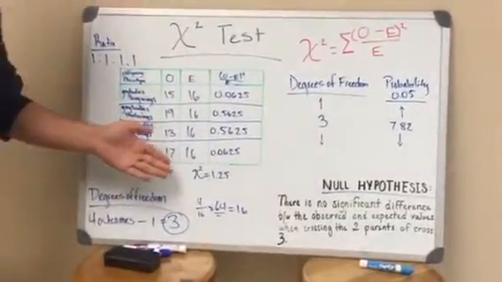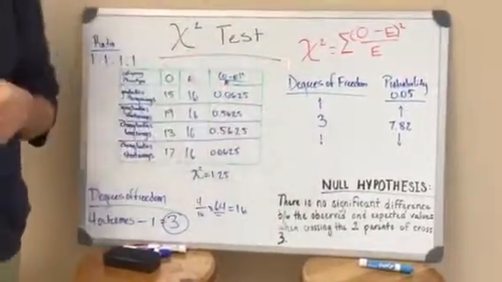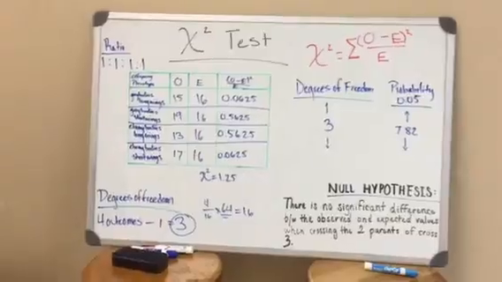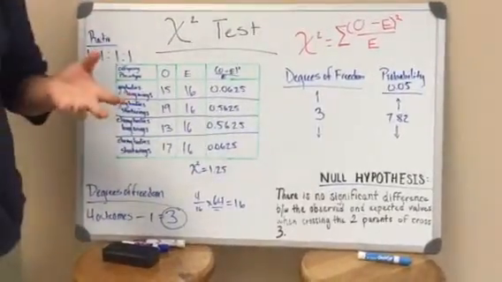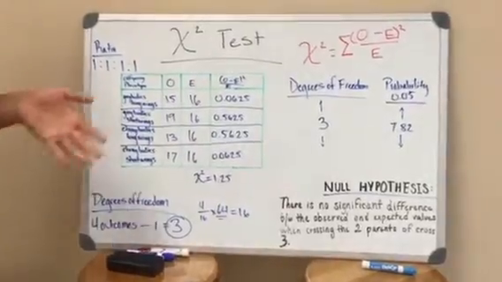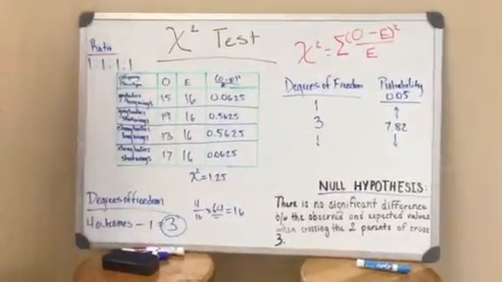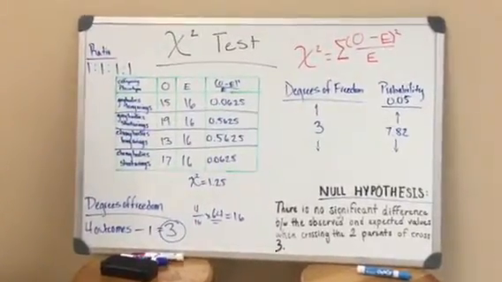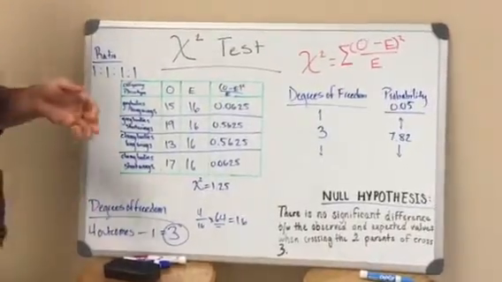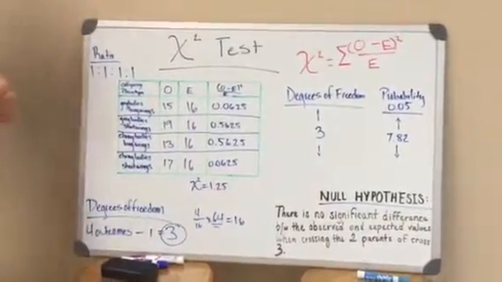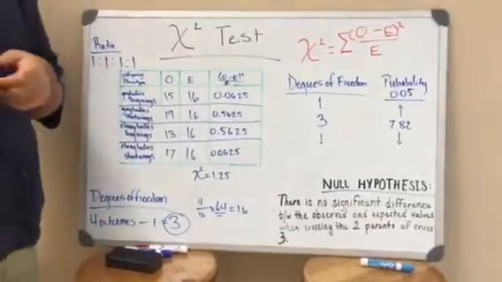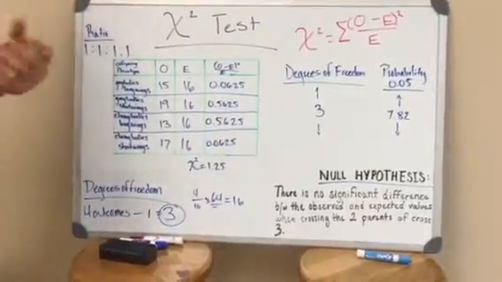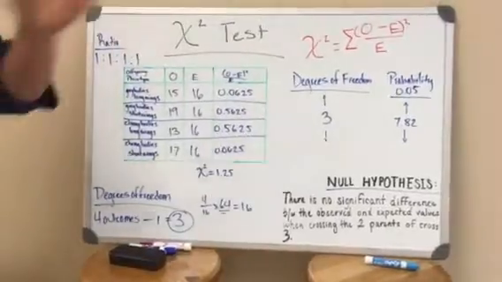And we notice that our chi-squared value is significantly less than our critical value. So what does this mean? If it's less than the critical value, we're going to accept our null hypothesis. And our null hypothesis was there's no significant difference between the observed and expected values when crossing the 2 parents of cross 3, which is the problem that was given to us. So in the end, we're going to accept our null hypothesis that there is no definitive significant difference between the observed and expected values.